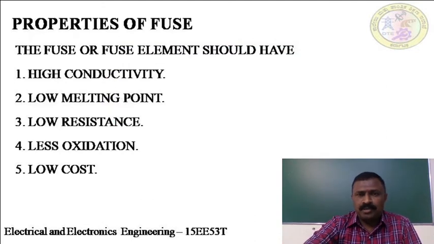So then what are the properties of fuse? The fuse or fuse element should have the following properties. One, the fuse element should have high conductivity. Second, it should have low melting point. Third, it should have low resistance. Fourth, less oxidation. And fifth, low cost. See, these are all the properties of fuse element which we are using as a protective device or the protective element.